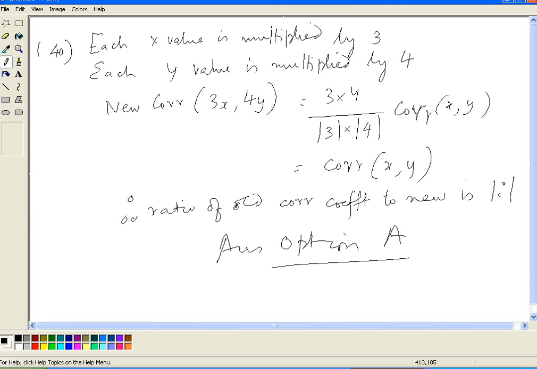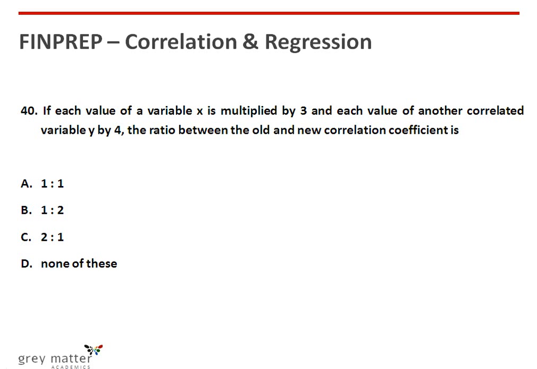Now the new correlation, that is of 3x and 4y, is equal to 3 into 4, because these are the coefficients of the new x and new y, divided by absolute of 3 into absolute of 4, into correlation of x comma y. So the ratio of the old correlation coefficient to new is 1:1. So the answer is option A. Going to our PowerPoint presentation, it is option A, which is 1:1.